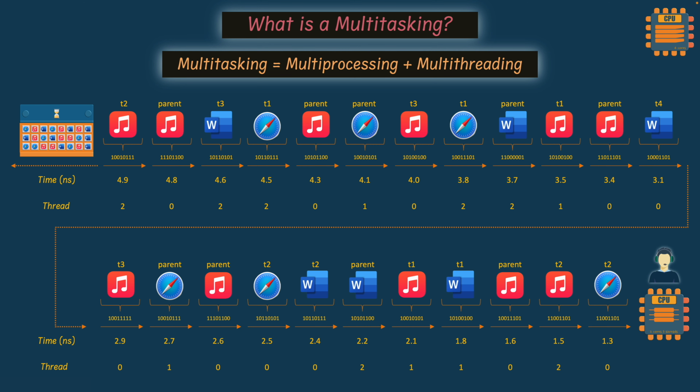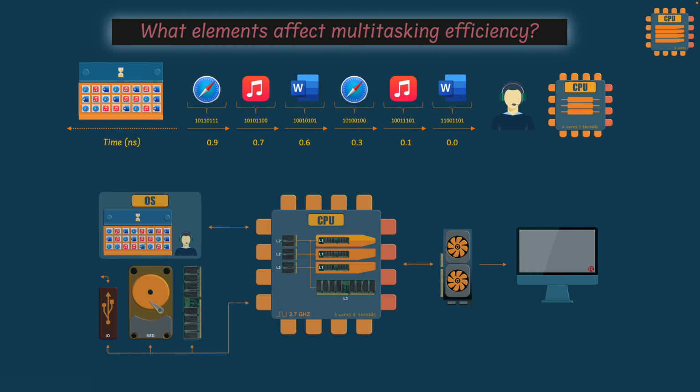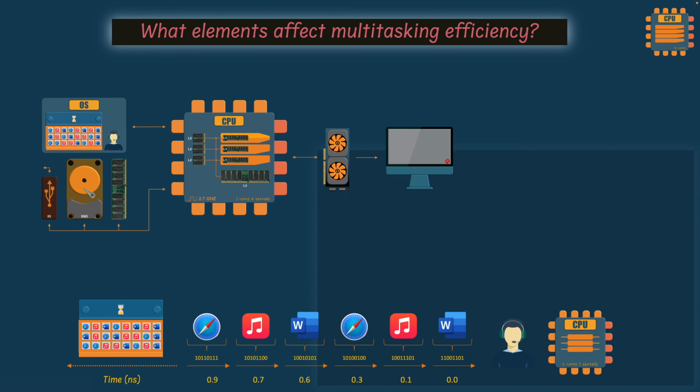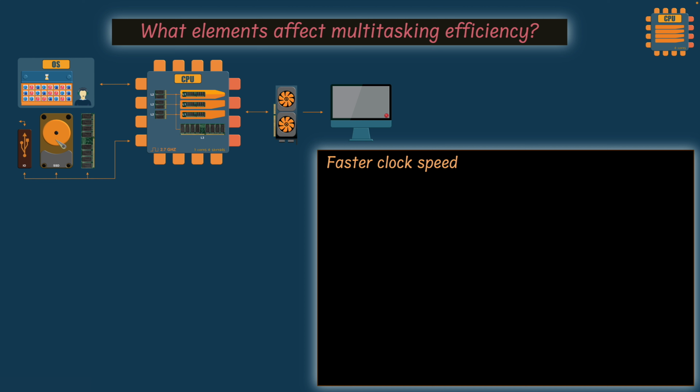Now let's move to the final chapter of the tutorial, which explores the elements that affect multitasking efficiency. The whole idea behind multitasking is to provide the user with a fully smooth and enjoyable experience, whether using a computer system or a server. A faster CPU clock means that the CPU cores can process information more rapidly, reducing the waiting time on the index created by the operating system scheduler.